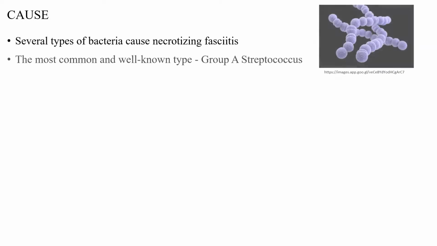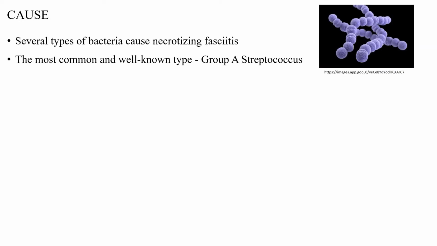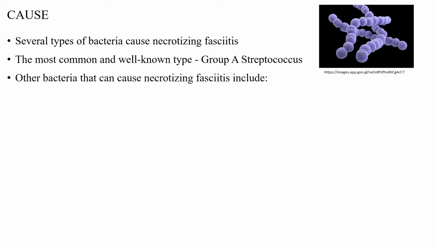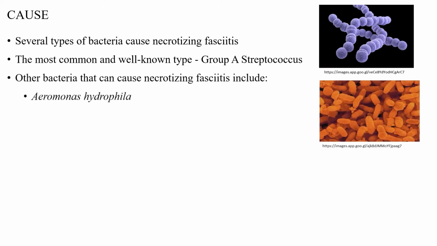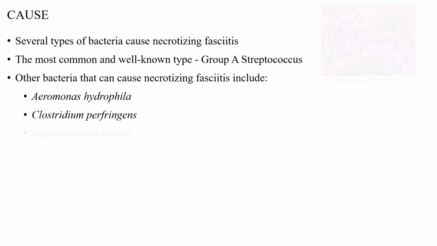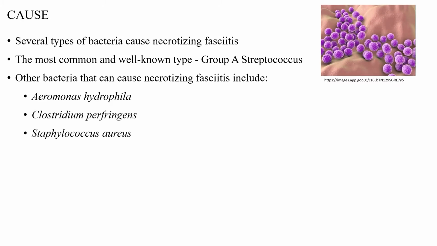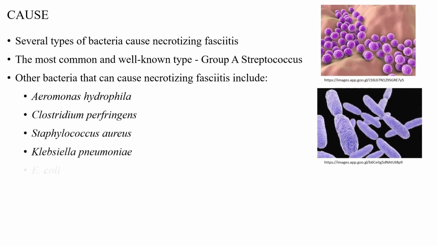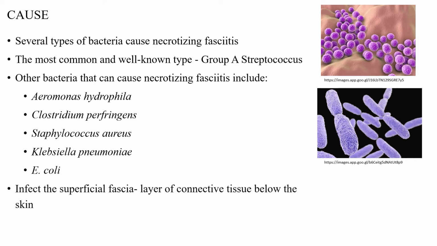Cause. Several types of bacteria cause necrotizing fasciitis. The most common and well known type is group A Streptococcus. Other bacteria that can cause necrotizing fasciitis include Aeromonas hydrophila, Clostridium perfringens, Staphylococcus aureus, Klebsiella pneumoniae, E. coli. Necrotizing fasciitis happens when these types of bacteria infect the superficial fascia, a layer of connective tissue below the skin.